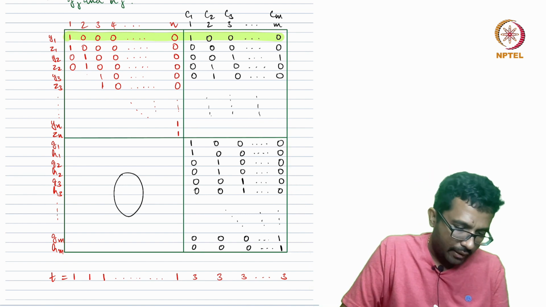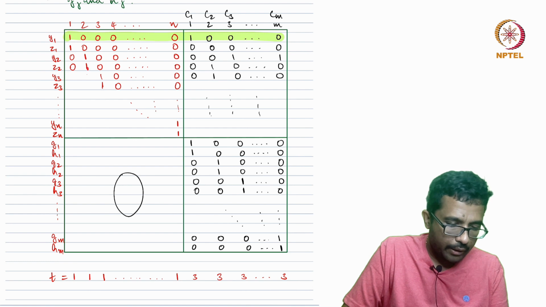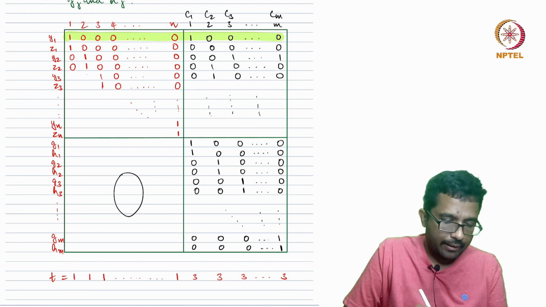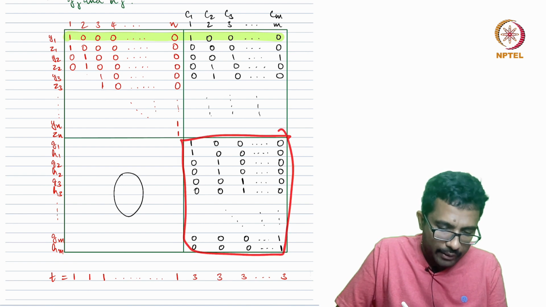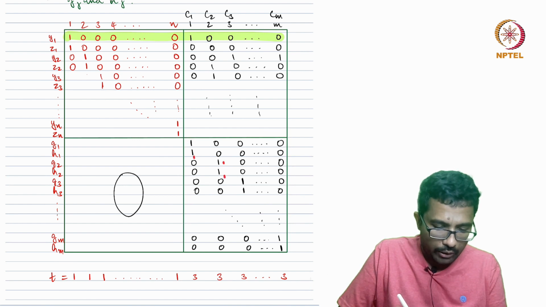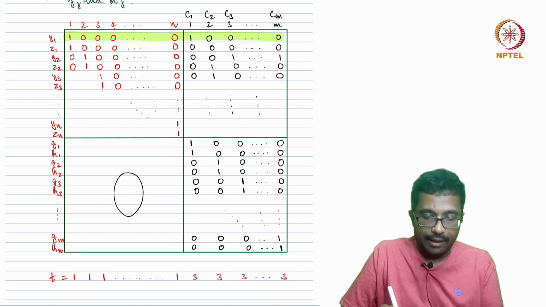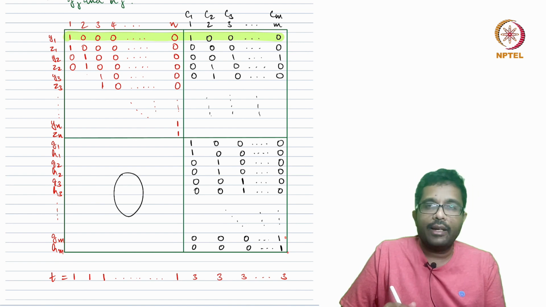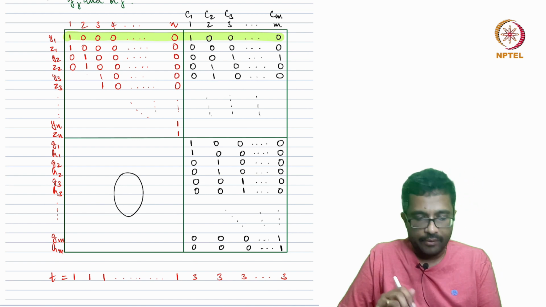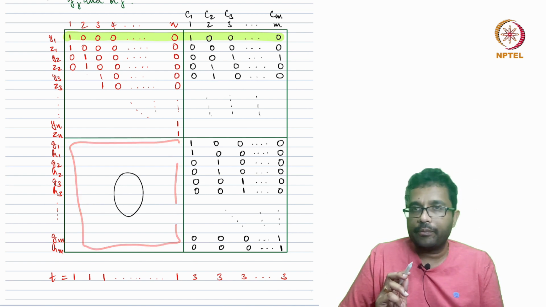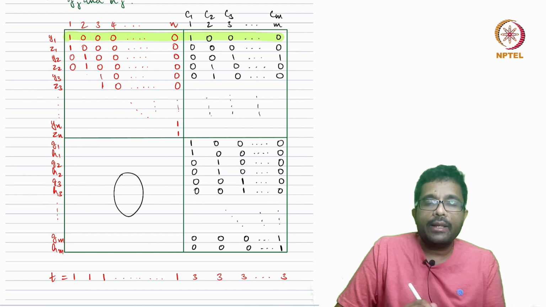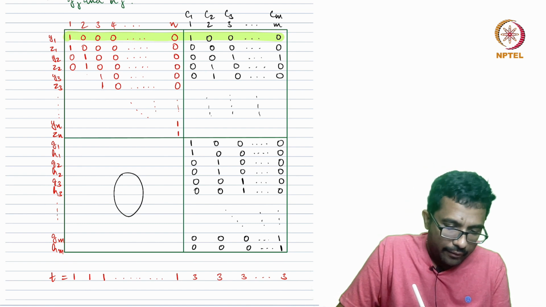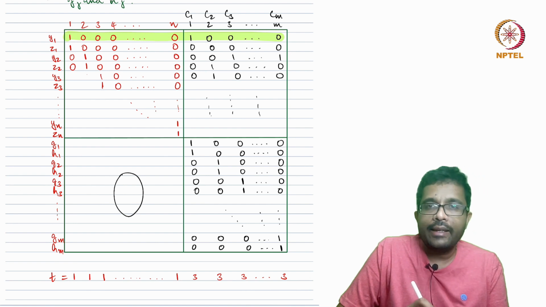So once again, the top left: Y1 and Z1 have 1 under 1, Y2 and Z2 have 1 under 2, Y3 and Z3 have 1 under 3, and Yn and Zn have 1 under n. The rest are zeros. Then bottom right, G1 and H1 have 1 under C1. G2 and H2 have 1 under C2. G3 and H3 have 1 under C3 and so on up to Gm and Hm have 1 under Cm, and the rest are all zeros. This bottom left is entirely zero. And finally, the top right, if xi appears in the clause j, we put a 1 against yi and cj.